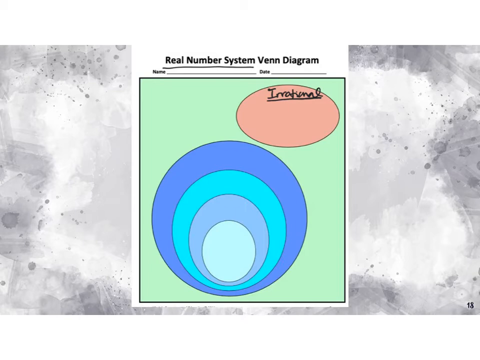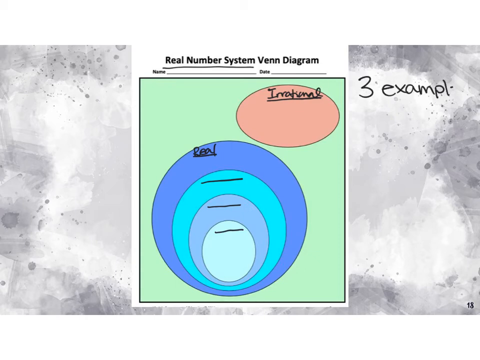And then over here, the blue, we're going to put real. And then you need to label the rest of the categories on your own. And then you need to write examples of numbers, your own examples, so not the numbers from the notes. Give me your own examples for each circle in the Venn diagram. And just 3 examples is enough.